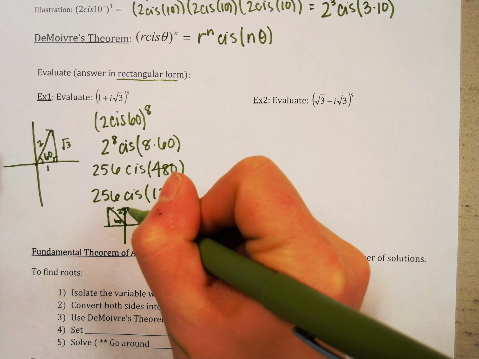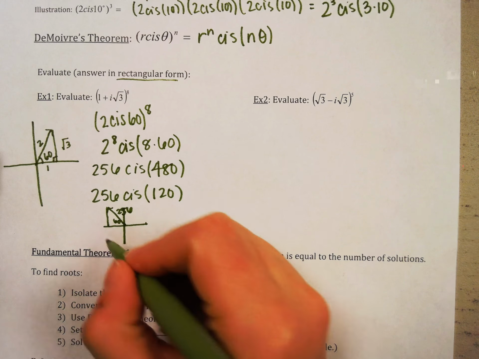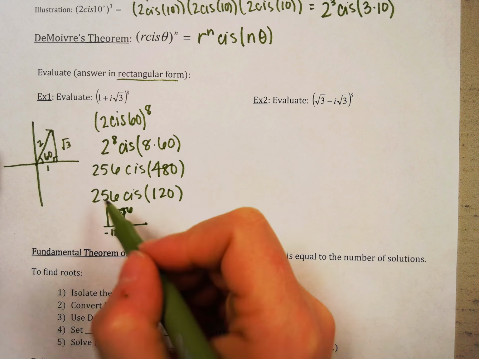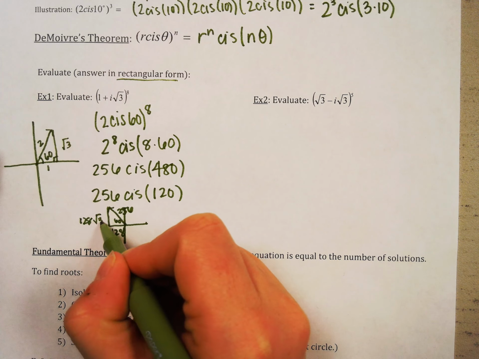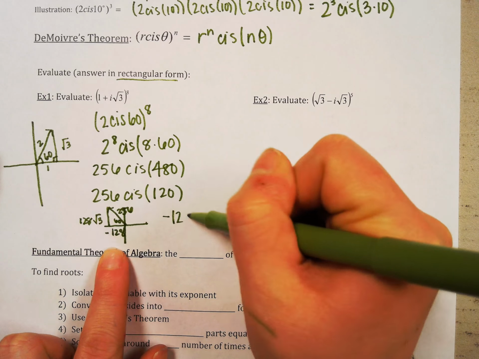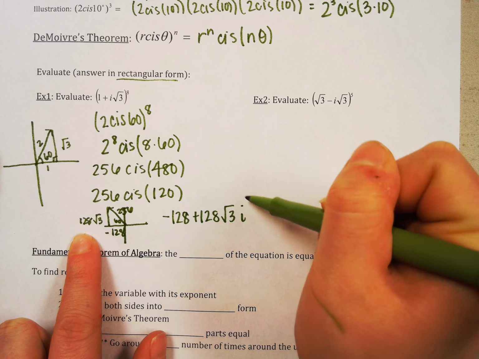My r value is 256, which is a large number to deal with, but remember, it's really not that hard to deal with those once you come up with your 30, 60, 90 relationships. That's our hypotenuse. We always have that the short leg is half of our hypotenuse. So if I do 256 and divide it by 2, you get 128. So that's this side length right here. And remember, we're in quadrant 2, so that should be negative. And then this side length should be that short leg times root 3. So 128 root 3. So altogether, in rectangular form, I have a real component of negative 128 and an imaginary component of 128 root 3 i.